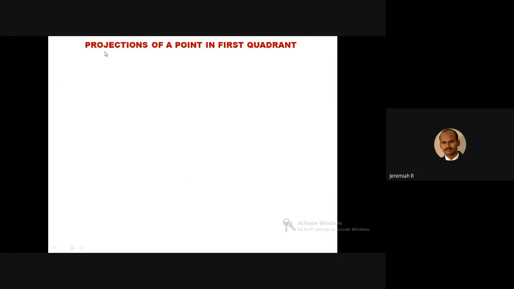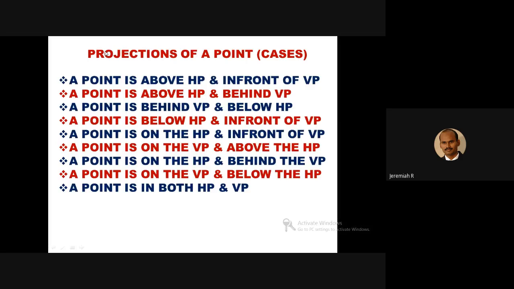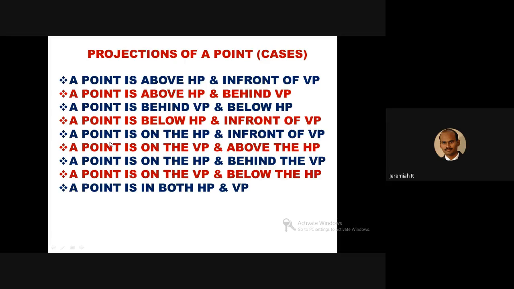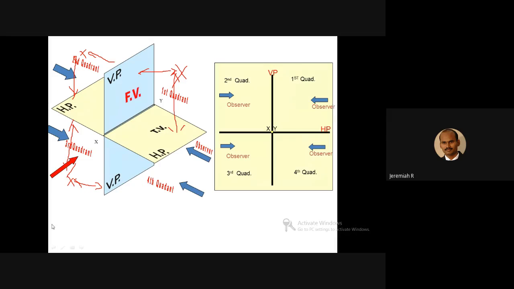Now the third case: a point is behind VP and below HP. Just imagine there is a point here, on the backside of VP, that is behind VP but below HP. And the fourth case: a point is below HP but in front of VP. That is in the fourth quadrant.